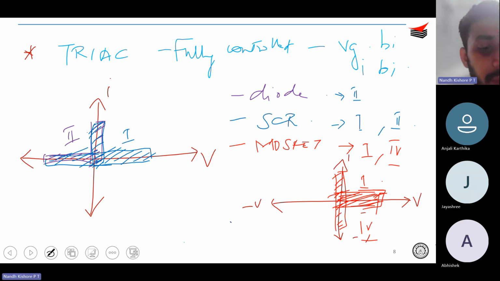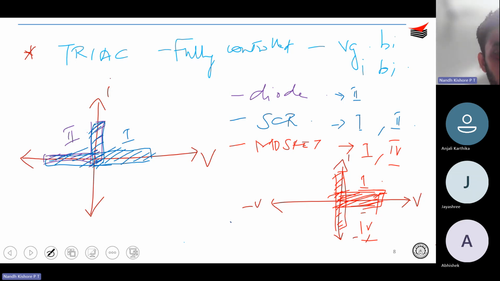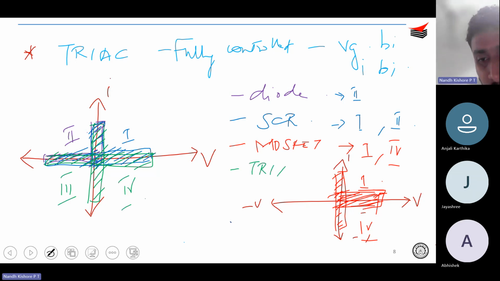And finally you have the triac, which can operate in all quadrants. That is both voltage bidirectional and current bidirectional. So triac can operate in all quadrants. So you did study about the switch operations and stuff.